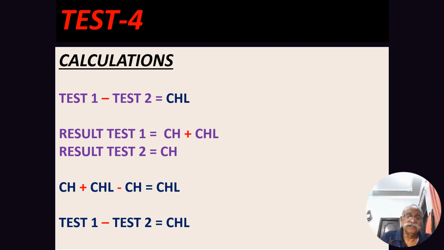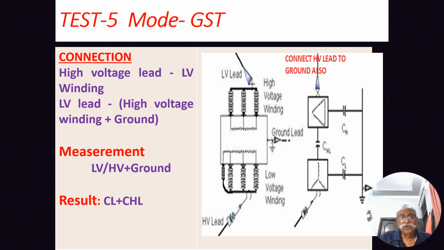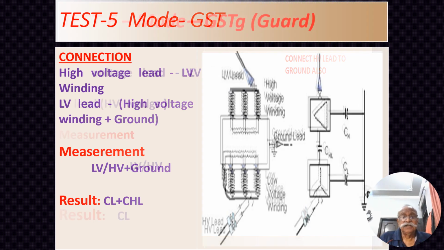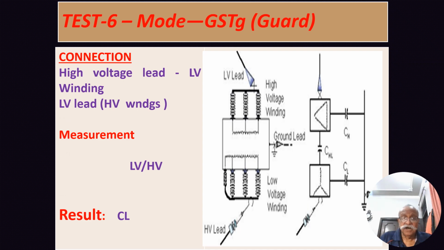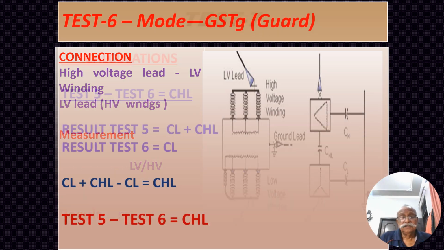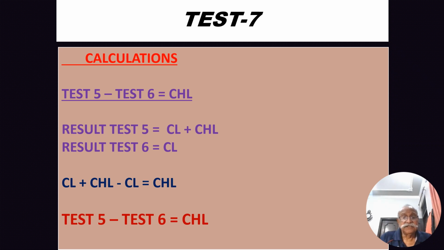These are the various combinations and expressions, and honestly speaking it is very difficult to understand in one go. But if you go through this and have practical experience, everybody will be in a position to understand that ultimately test 1 minus 2 is CHL. GST mode test 5, again there is a way to carry this out. And there is another mode, GSTG guard method, and test 7, then test 5 minus test 7 will again be CHL.